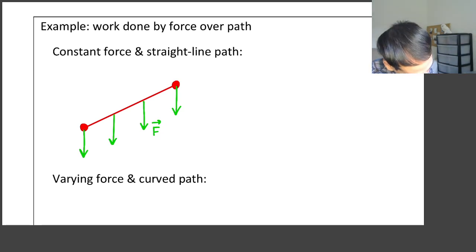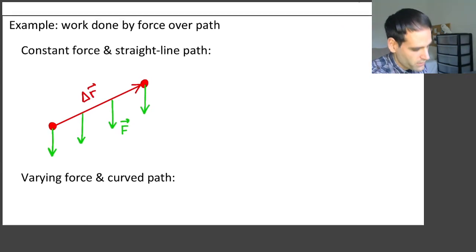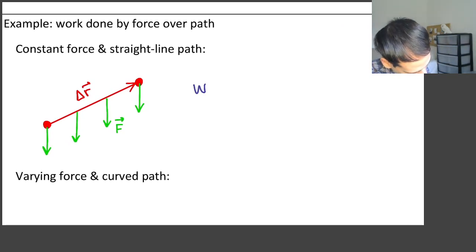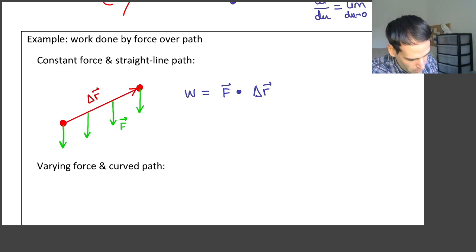So one thing we can do is we can define this vector, and we can call this vector delta r, the vector pointing from the initial point to the final point. So now you know that the work is equal to F vector dot delta r, right? You have to do the dot product because only the component of the movement in the direction of the force counts towards the work, right?